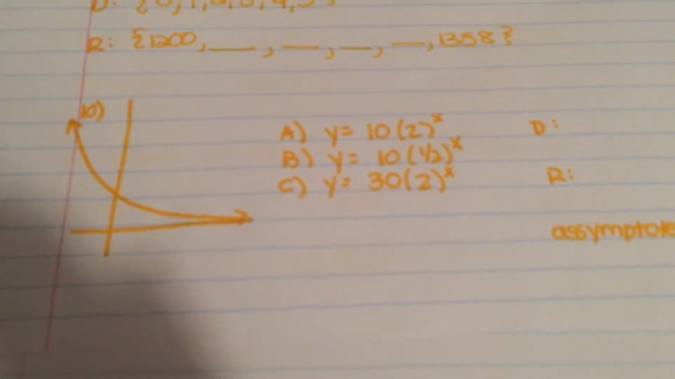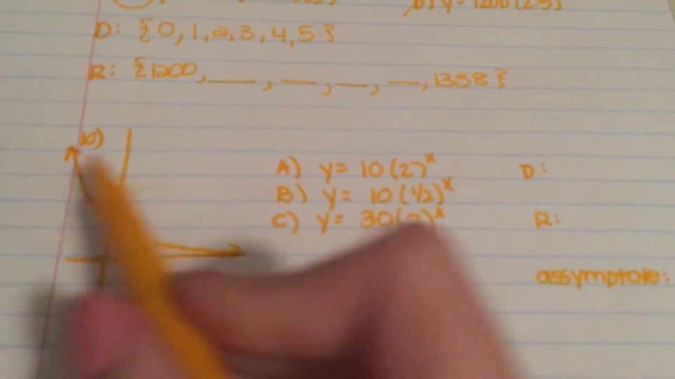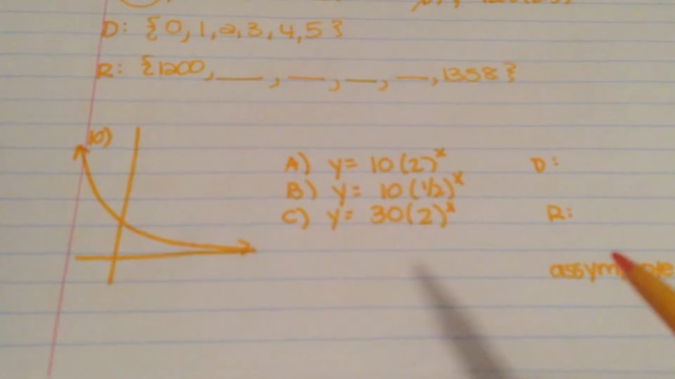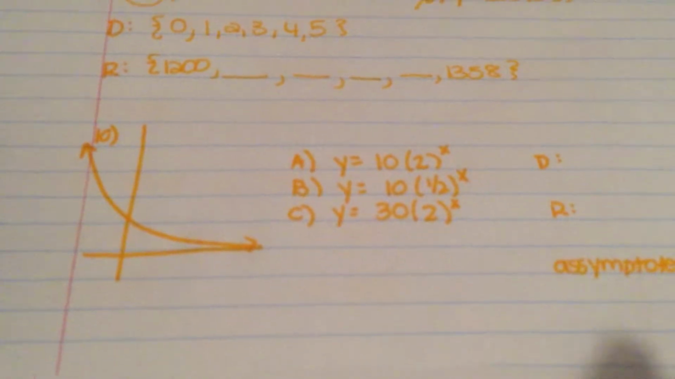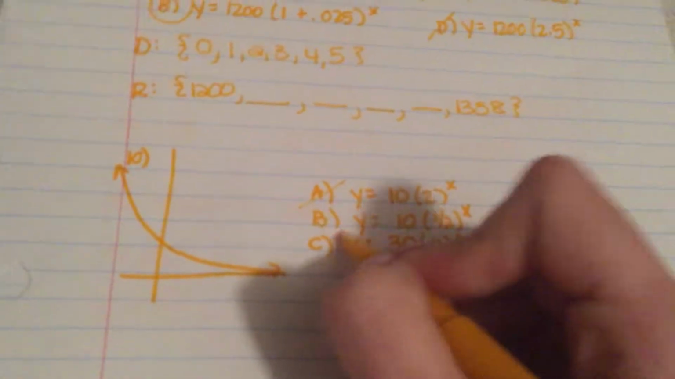Okay, here. It gave us a graph, and we had to match it to the equation. Okay, looking at this graph, is it going down or is it going up? It's going down, so it's decay. So the rate has to be less than 1. So that gets rid of A, that gets rid of C, it has to be B.